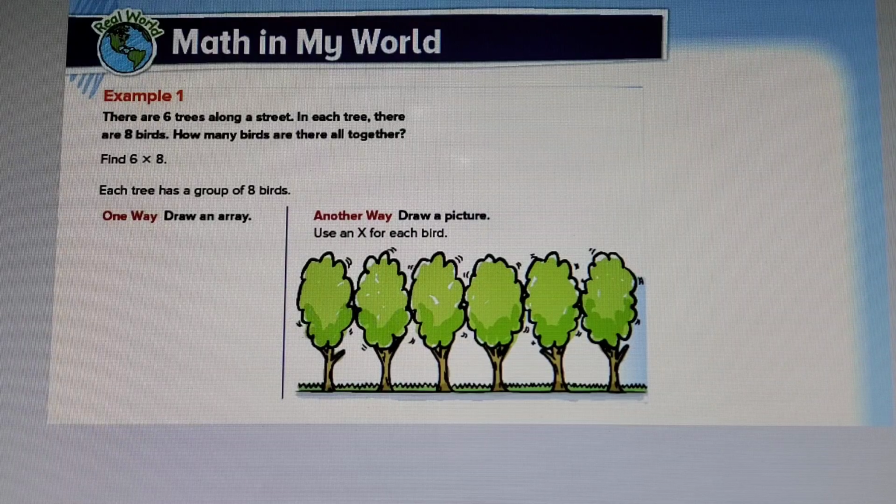Find 6 times 8. Each tree has a group of 8 birds. Draw an array. So you'll have 6 rows with 8 in each row. Another way is to draw a picture. Use an X for each bird. So on each tree, put an X for each bird. So each tree will have 8 X's.